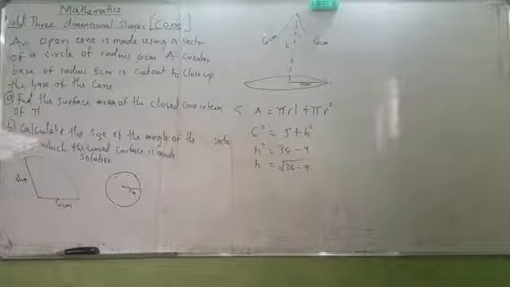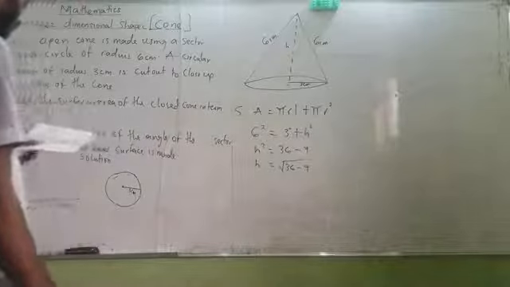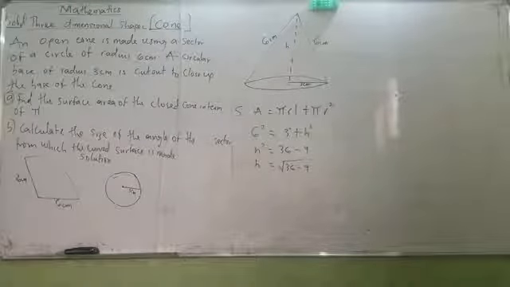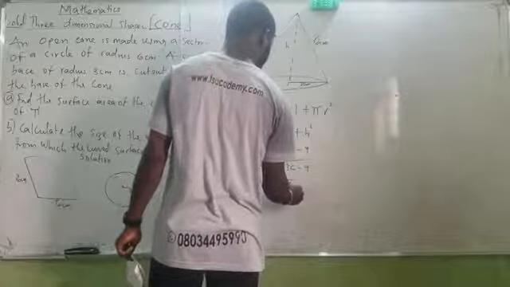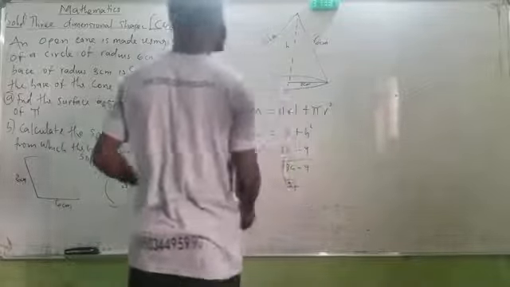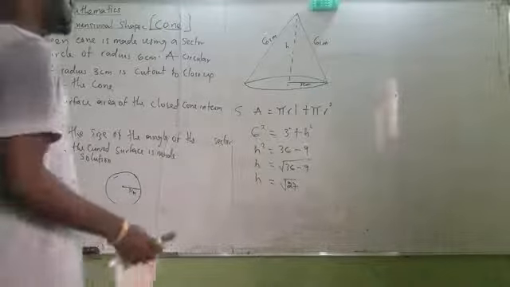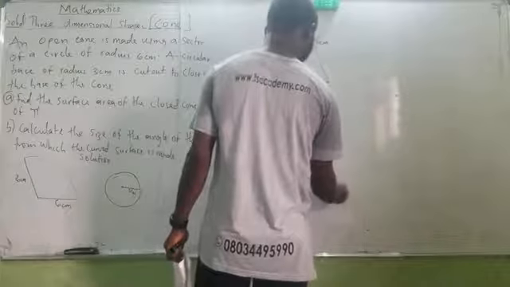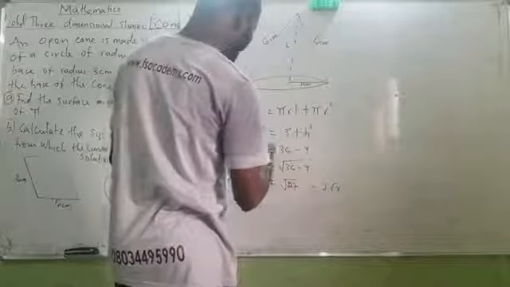I hope I'm not making a mistake. My H will be root of 27, which will be 3 root 3 centimeters. Now, that is my height, but I don't really need this.